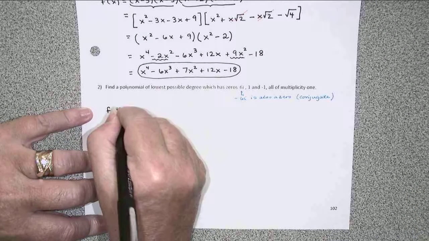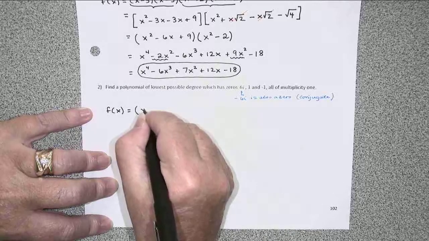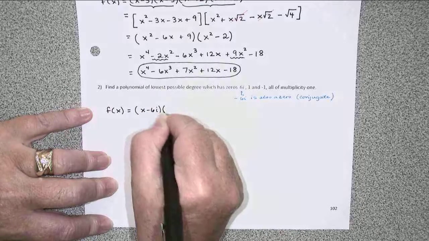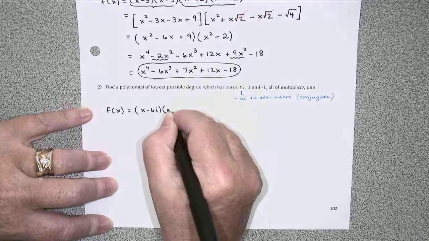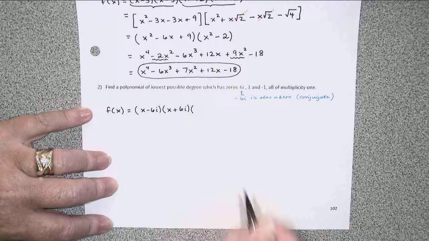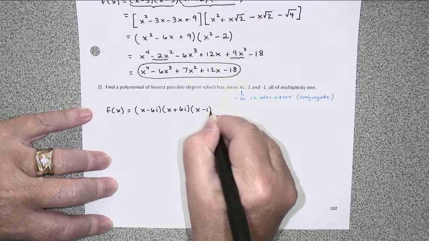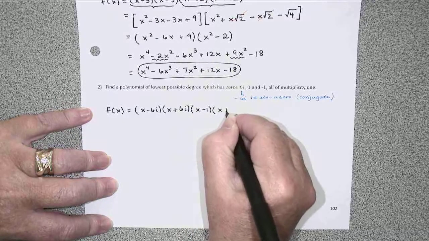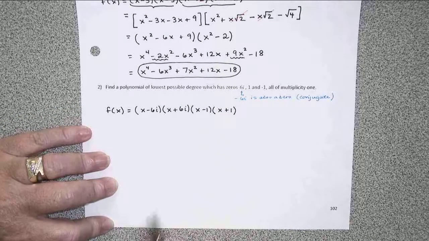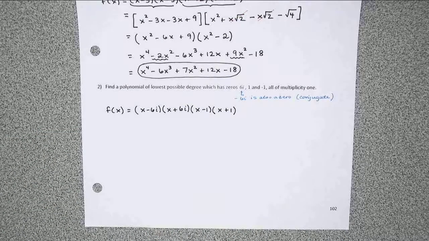So when I go to write out my function, I'll have x minus 6i, but I'll also have an x plus 6i. I'll have x minus 1, and then also an x plus 1. Notice now if I were to set these all equal to 0 separately, I'd get exactly what I started with, back again.